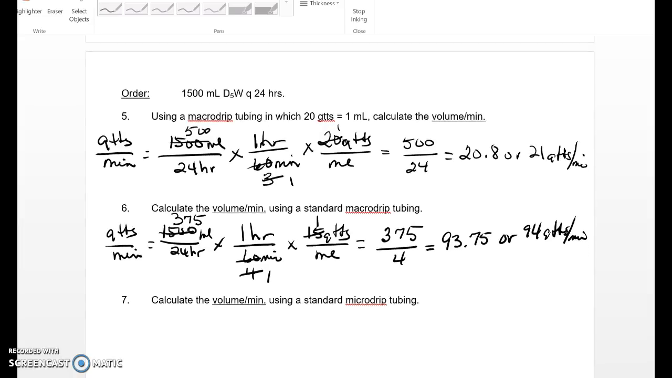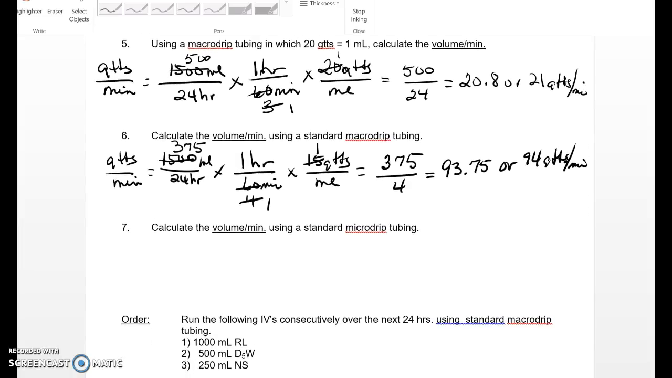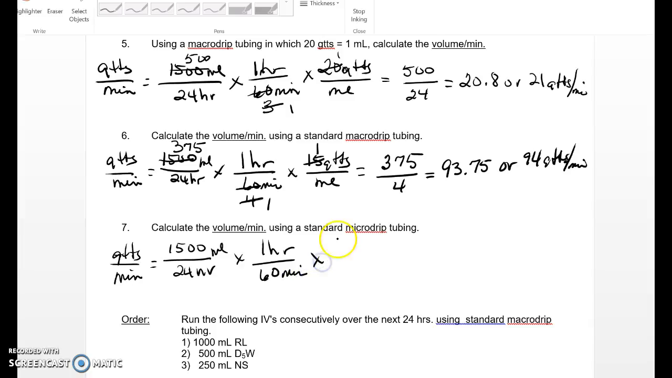So let's go doing the micro drip tubing. So we still have our drops per minute and 1500, and all we're going to do is substitute out over 24 hours. 1 hour is 60 minutes, and our drop factor is 60 drops, because remember micro is 60 drops per ml.